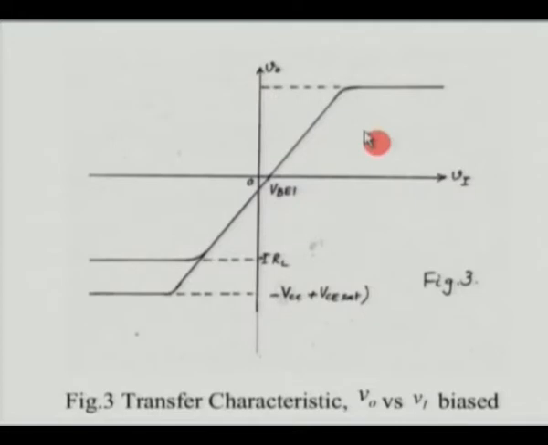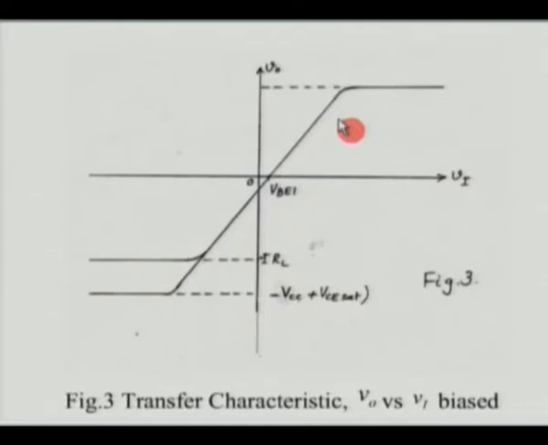Now if you sketch it, this is how you would get. From that particular equation we wrote, V out is equal to Vi minus VB1. So we see this particular characteristic. What is important to notice here is we assumed this to be linear, which is not a bad assumption.